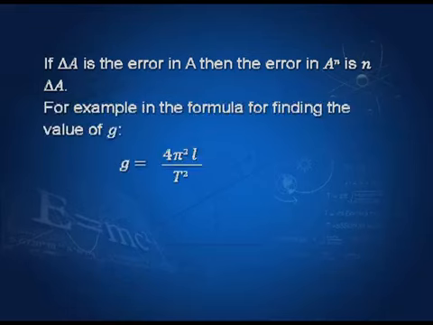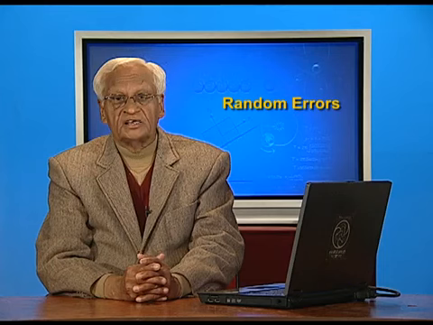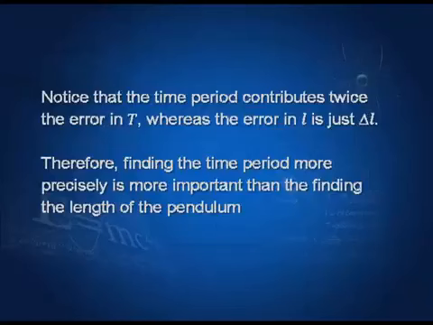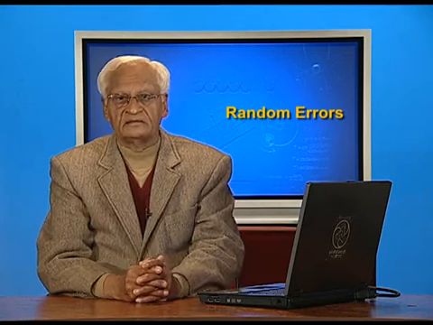For example, in the formula for finding the value of g, where g is equal to 4 pi squared L by T squared, the maximum error in g, that is delta g, is delta g equal to delta L plus twice delta T. Notice that the time period contributes twice the error in T, whereas the error in L is just delta L. That means time must be measured more precisely than the length.